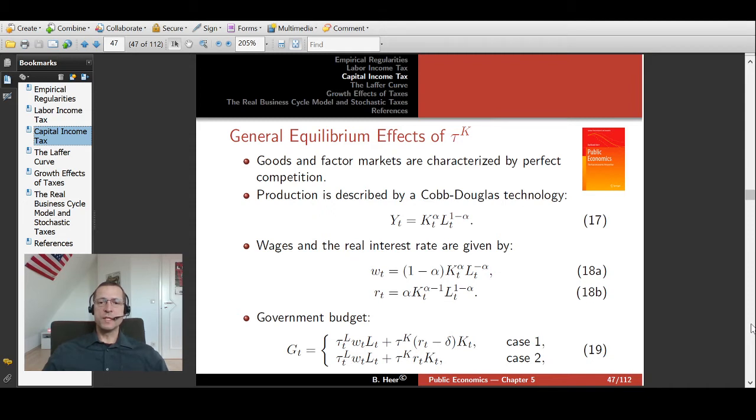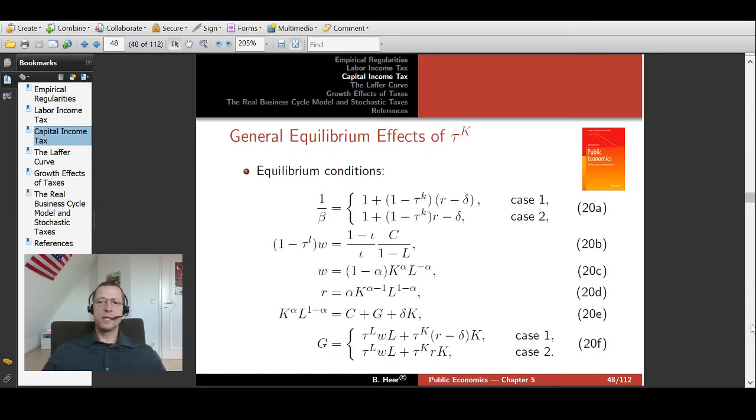The production side is standard, so we have a Cobb-Douglas production function, and wages and interest rates are equal to the marginal products of labor and capital respectively, so we assume that goods and factor markets are characterized by perfect competition. The government budget is balanced, so total government consumption G is financed by labor income taxes tau_L w L and taxes on capital income tau_k R times k, and in case 1 we also allow tax deductibility of depreciation delta times k. So this results in steady state in the 6 equations 20a through 20f.